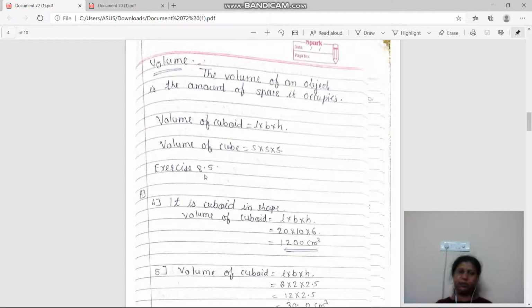The first 3 questions we have solved in the book, so see on page number 138. The volume of the fourth figure: length is 20, breadth is 10 and height is 6. So it is equal to L into B into H, that is 20 into 10 into 6. So we get 1200 centimeter cube. Get it? In the same way we have to calculate the volume for the 5th and 6th examples, because both are cuboids.